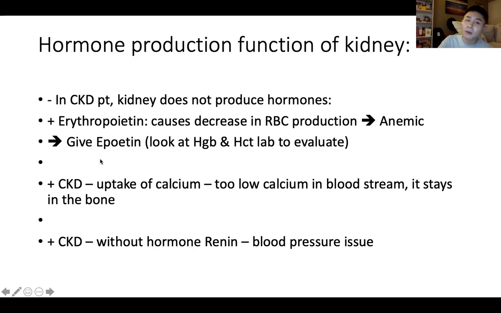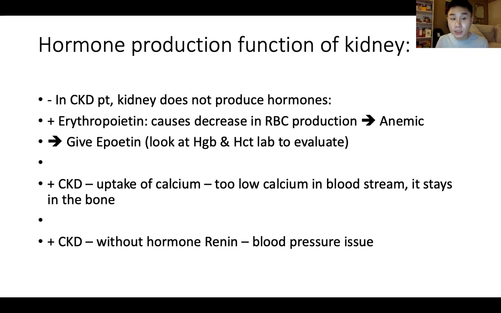So I mentioned earlier some hormones that the kidney produces. We know that in CKD patients, the kidney does not produce hormones anymore like it should. The very first hormone that I want you guys to really remember is erythropoietin. It's a very unique name, and it relates to red blood cells. So basically, erythropoietin will be decreased or not produced by the kidney. This will lead to a decrease in red blood cell production and ultimately lead to anemia.